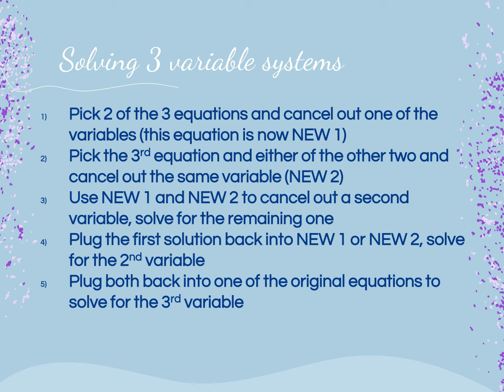Then we use new 1 and new 2 in our normal systems of equations, because there will only be 2 variables. We will narrow it down to 1 variable, solve it, plug it back into one of the new equations, and solve for the second variable, and then we'll take those 2 and plug them back into one of the original equations to solve for the last variable.